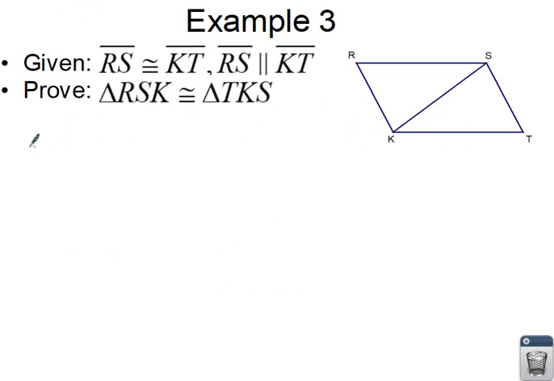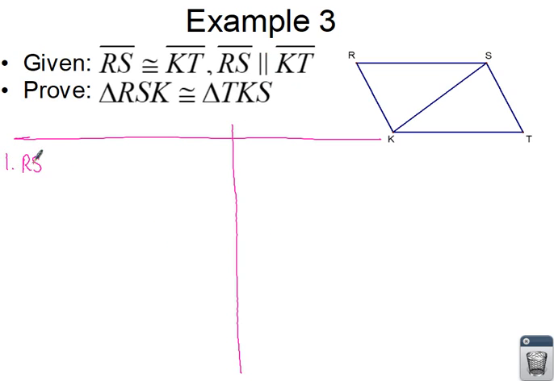Alright, so last proof. We're going to try this out. You notice that it has a parallel in it? So we're going to use some of that stuff from the last chapter. Alright, so we're going to put this in here. RS congruent to KT, and then RS is parallel to KT. And that's given. And then we're going to go mark our picture. For RS is congruent to KT, we just put a line. If it's parallel, you put a little arrow on your line to show that they're parallel.